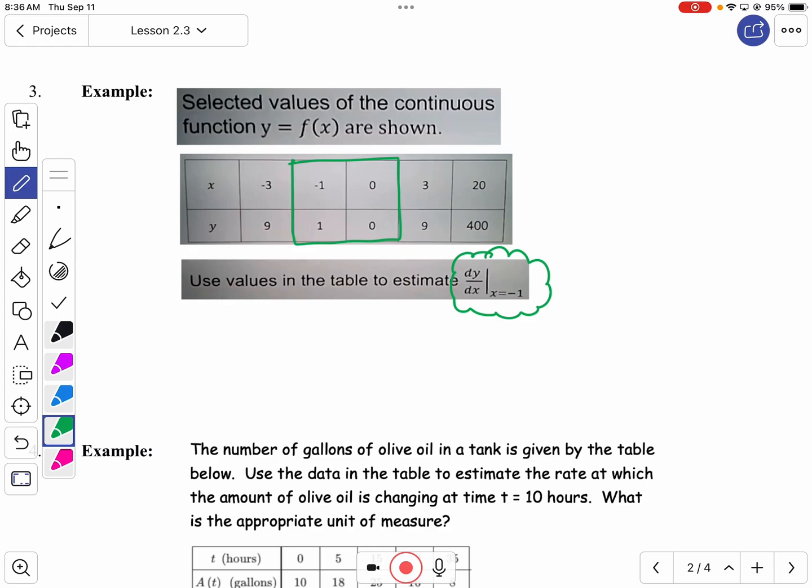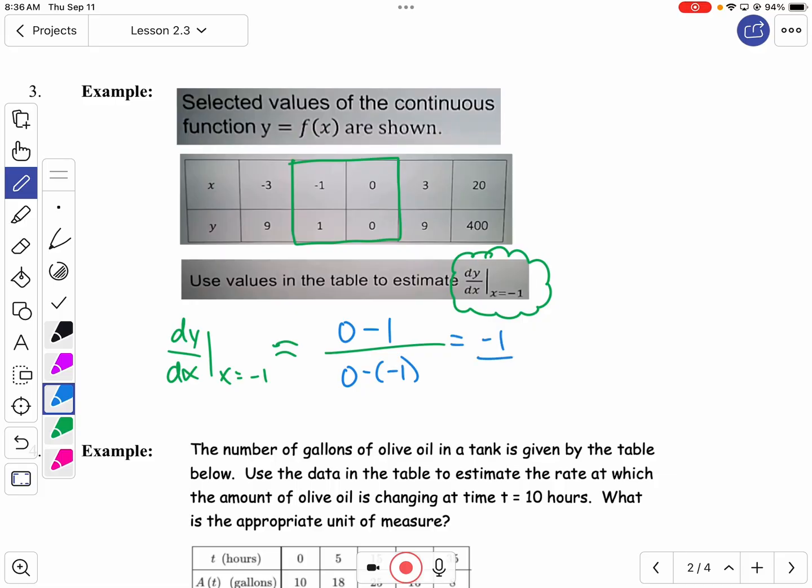Okay, so again, we're going to say dy dx evaluated at x equals -1 is approximately, and then we're going to put in our values. So 0 minus 1 over 0 minus -1 will give me -1 over 1, or -1. All right, do that last one, or the next one, sorry.